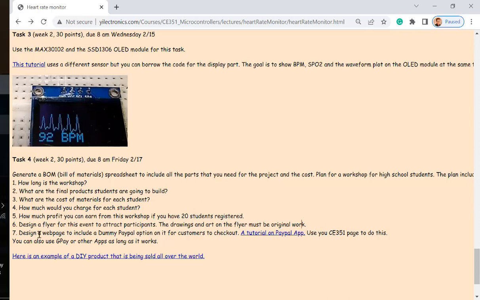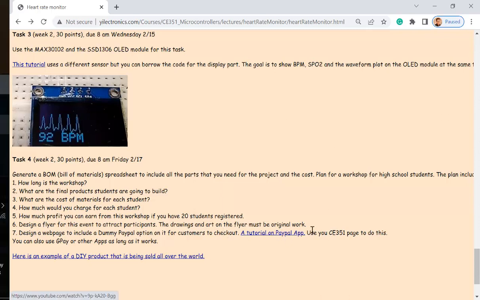Okay. Design the web page to include the dummy payment option to check out for the customers. So they don't have to pay you cash. You don't have to give them the change. It's just check out online. I'm not handling all the cash. And also, some people from other states in the country are not able to attend the workshop, but they watch your videos, they still can check out from the website and make more money from it.